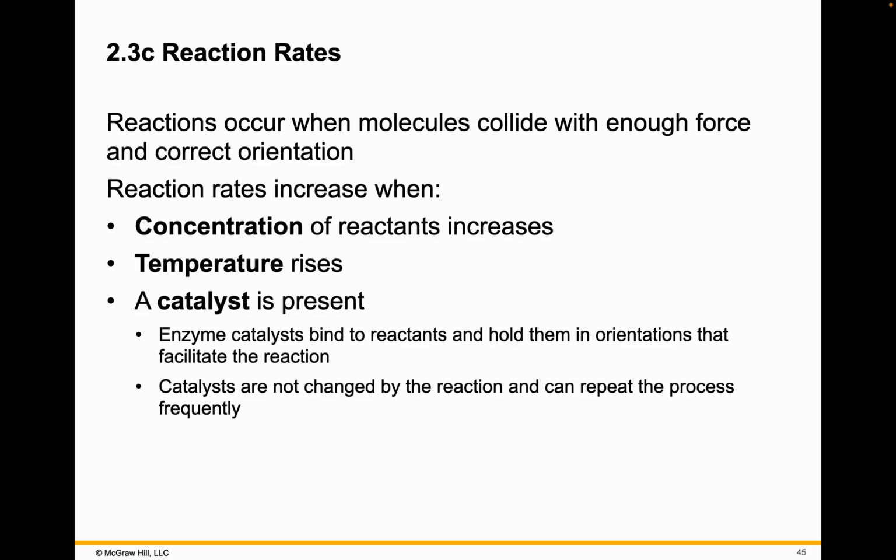Reactant rates are affected by things that will affect the amount of energy or the amount of times that molecules collide with each other. And so things that will increase the rate of reaction are things like concentration, temperature, and a catalyst. Catalysts we'll talk about in a moment, but they are going to speed up chemical reactions by lowering activation energy. They are not changed in the reaction, but they help the reactants get into the correct shape to have a good collision.